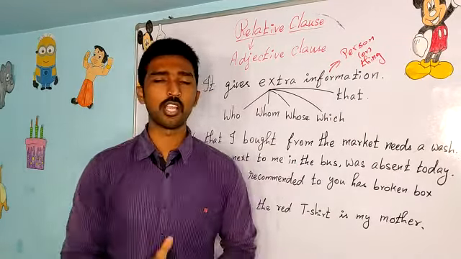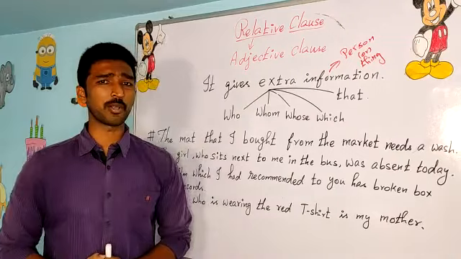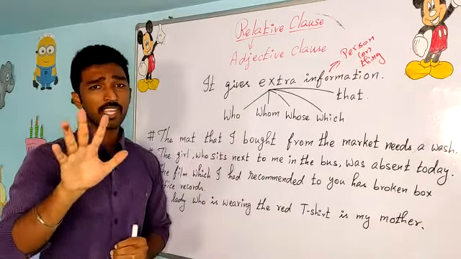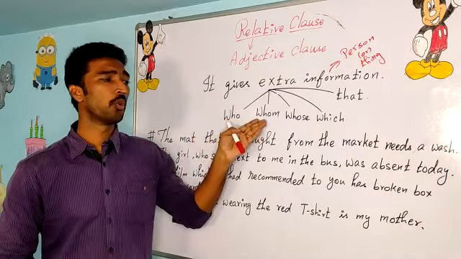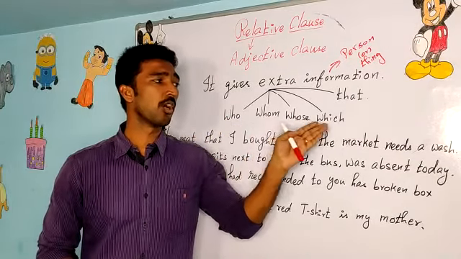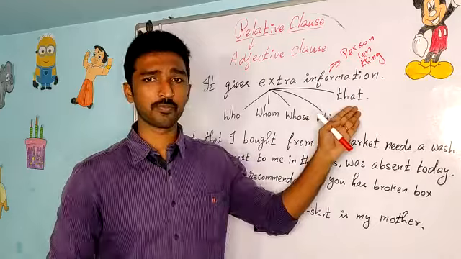A relative clause is a group of words that is used to give some extra information on the person or thing which is mentioned in that sentence. And how does it add the extra information? With the help of relative pronouns. What are the relative pronouns here? We have 5 relative pronouns in English. They are who, whom, whose, which, that.